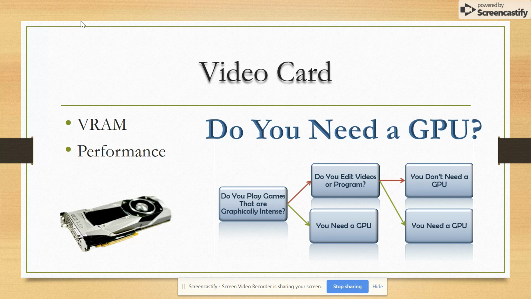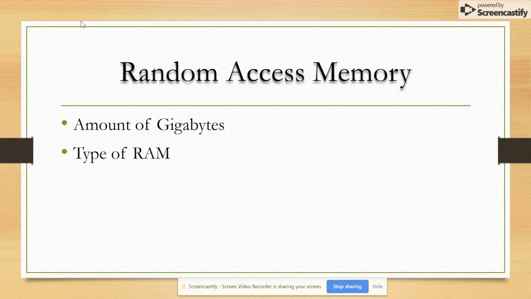But if you do, you have to look at your VRAM. Certain programs and certain games require a certain amount of VRAM, and you're going to need as much as the game requires. And then you're also going to look at performance. Certain websites compare the graphics card's performance with other graphics cards, and you'll be able to tell which one's the best in your price range on those websites.